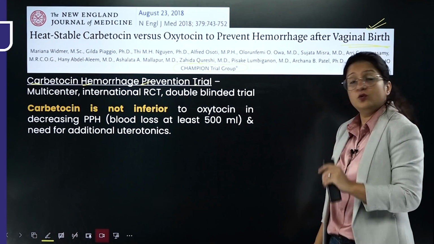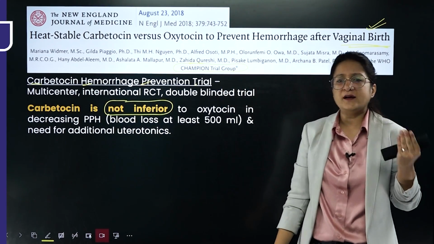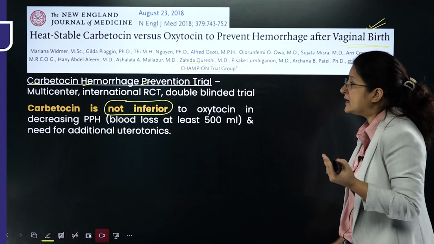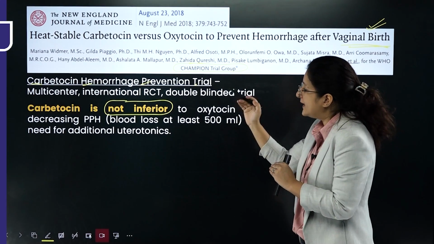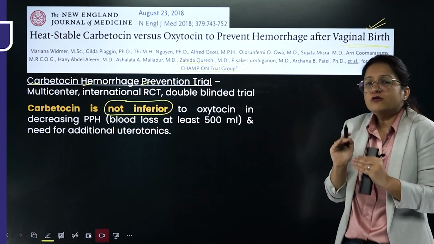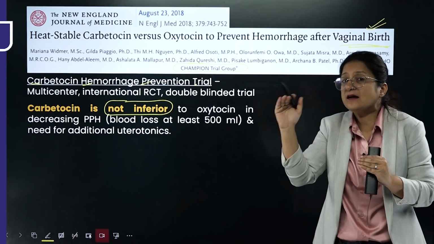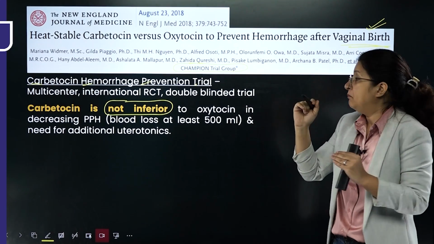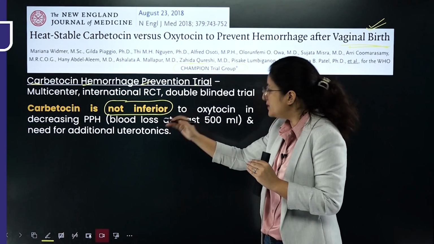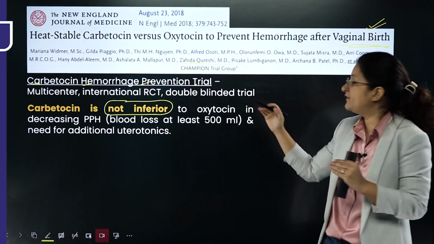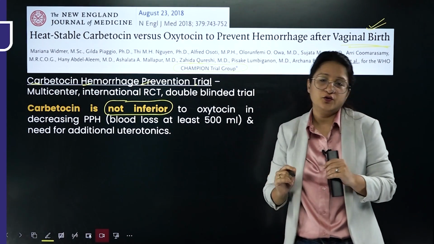So what they have concluded is carbetocin is not inferior. So it was sort of a non-inferiority trial. This is a good trial to read up actually, right? So it's a non-inferiority trial, meaning that they found that carbetocin is not inferior to oxytocin. Now you could interpret it as, is it equally good? One cannot really say. It's definitely not more efficacious, but it's not inferior to oxytocin in decreasing PPH, primary PPH, blood loss at least 500 ml. When PPH is defined as blood loss at least 500 ml and need for additional uterotonics.